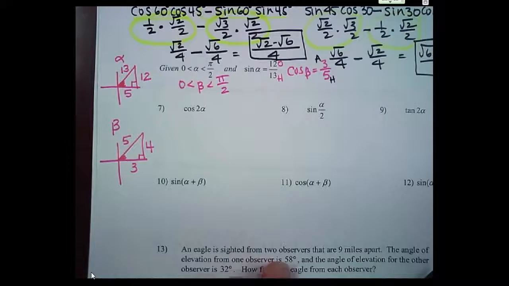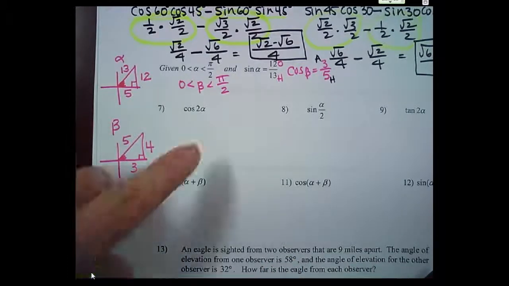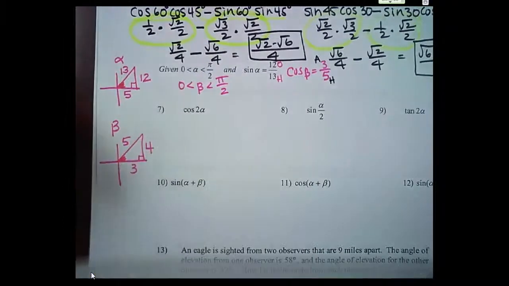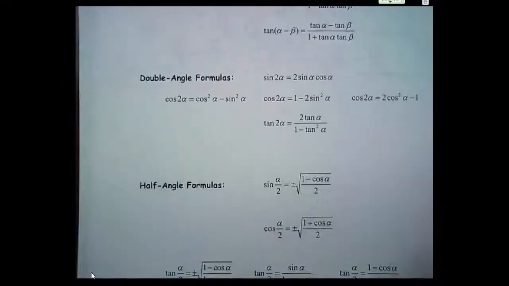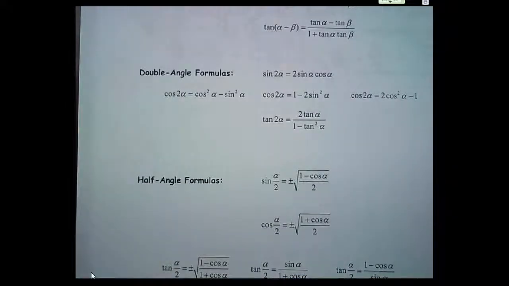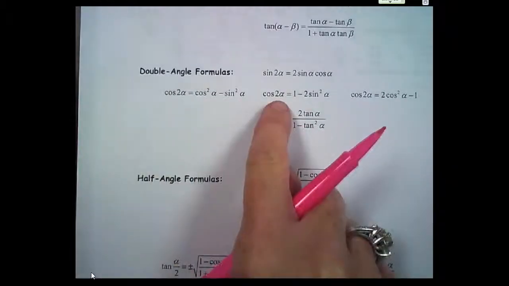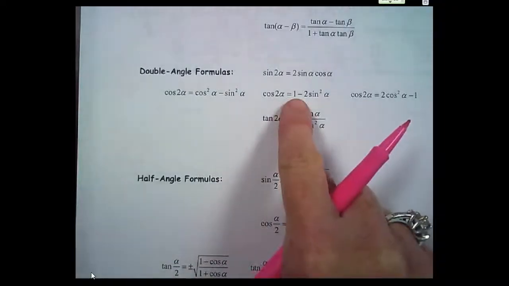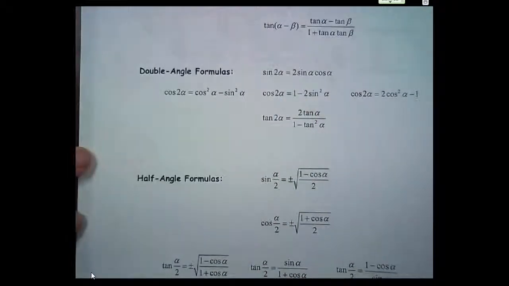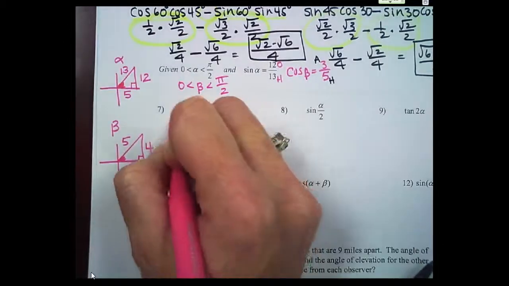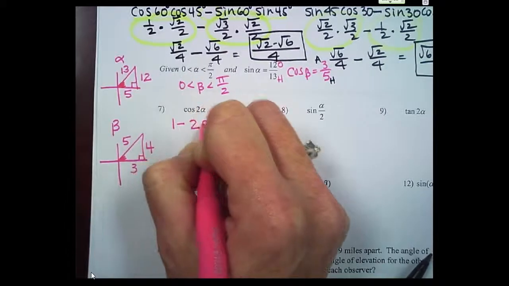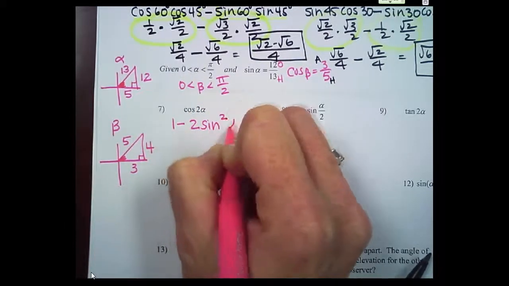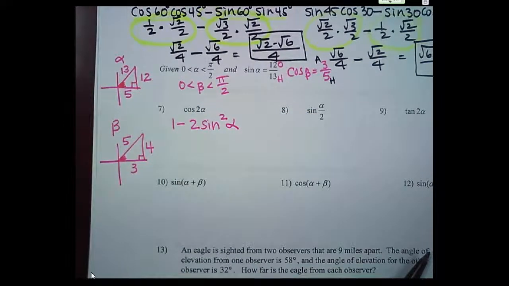Okay, let's look at number 7. Use your formula chart. Number 7 says cosine of 2 times alpha. Find cosine of 2 alpha on here. How many different options are there, guys? Cosine 2 alpha, cosine 2 alpha, and cosine 2 alpha. Does it matter which one we use? No. I'm going to use the middle one. So 1 minus 2 sine squared alpha. That's the formula I'm going to use.